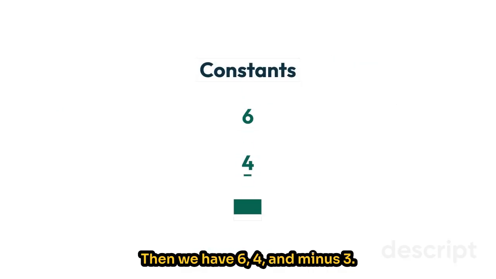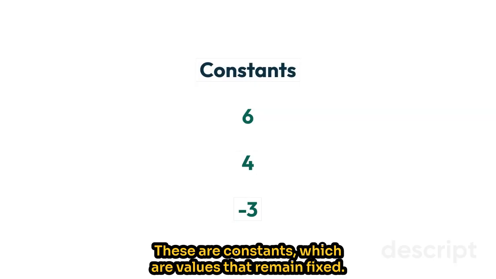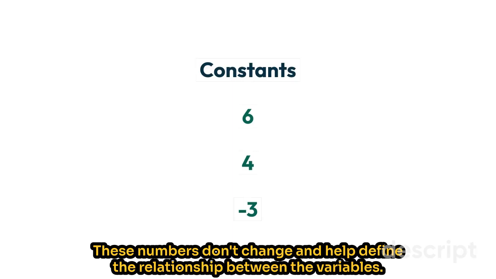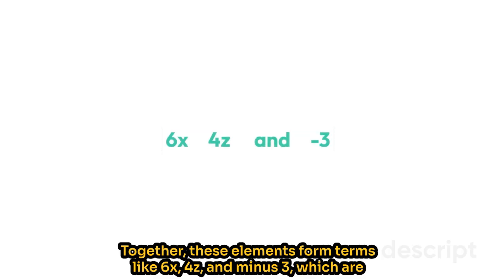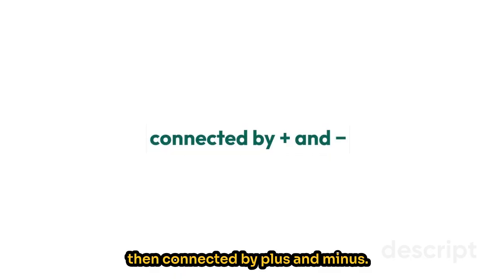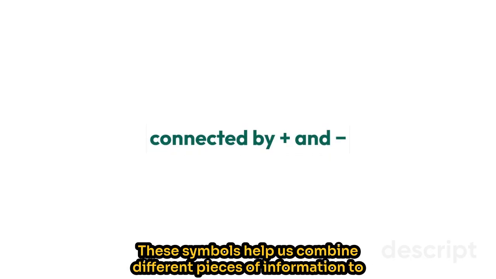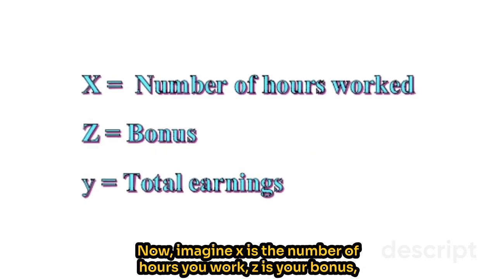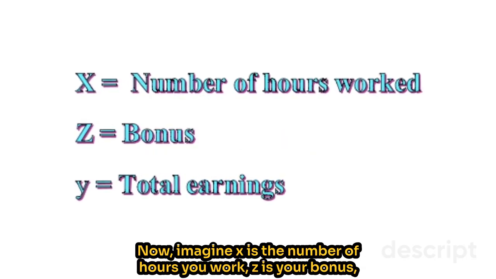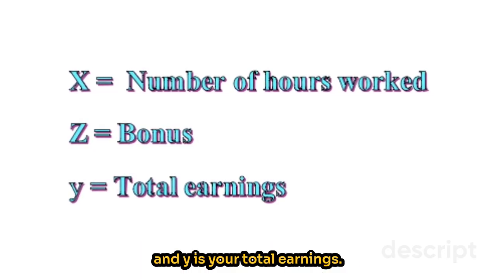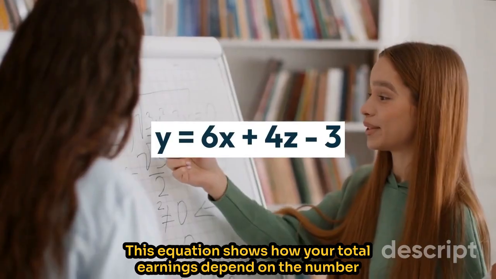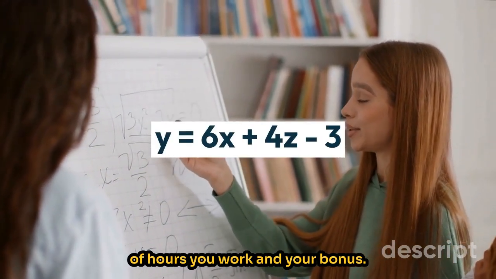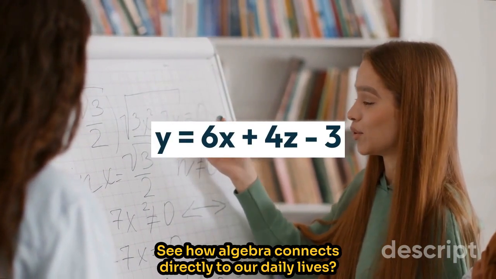Then we have 6, 4, and minus 3. These are constants, which are values that remain fixed. These numbers don't change and help define the relationship between the variables. Together, these elements form terms like 6x, 4z, and minus 3, which are then connected by plus and minus. These symbols help us combine different pieces of information to express more complex relationships. Now, imagine x is the number of hours you work, z is your bonus, and y is your total earnings. This equation shows how your total earnings depend on the number of hours you work and your bonus. See how algebra connects directly to our daily lives?